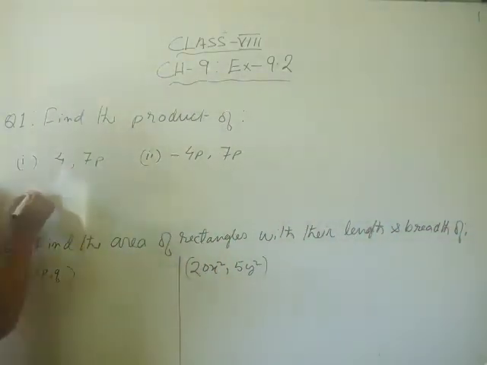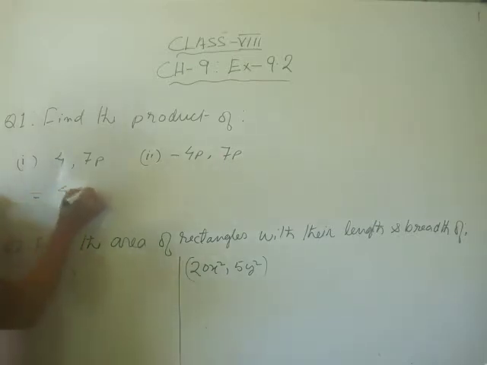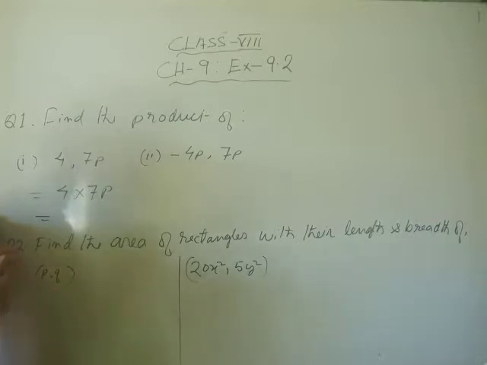In the next step you have to write it like this: 4 into 7p. Here we just multiply the numericals, and numericals means the coefficients. So 4 times 7 is how much? 4 times 7 is 28. So multiplication of 4 and 7 is 28, and just write down the p here. The letters are called literals in the algebraic expression. So 28p is the answer of this multiplication of the monomials in question number 1.